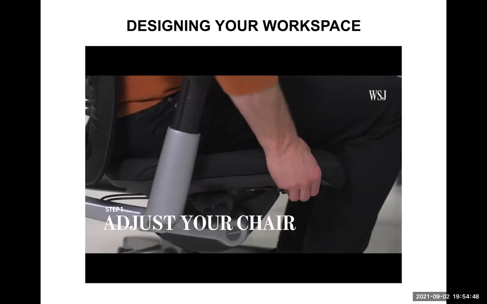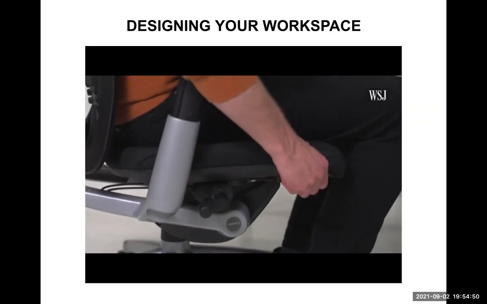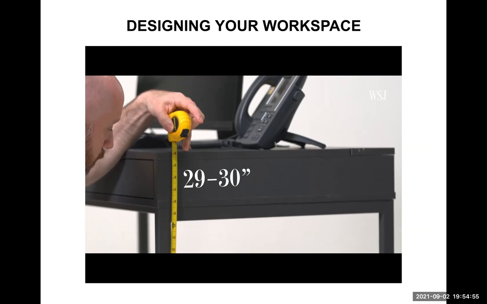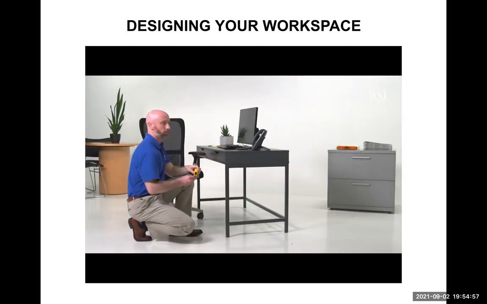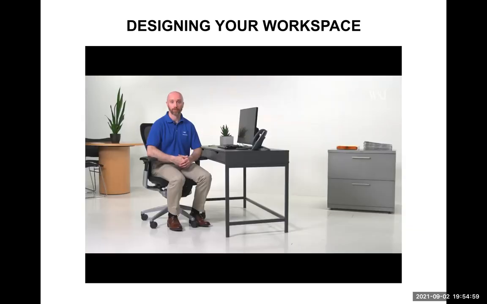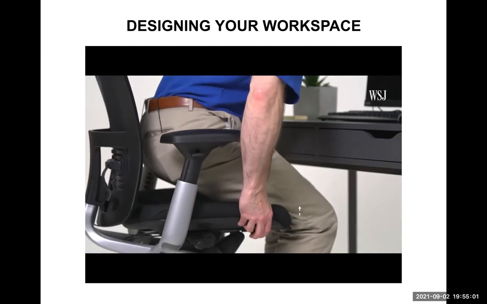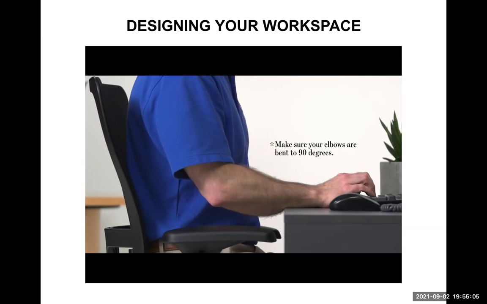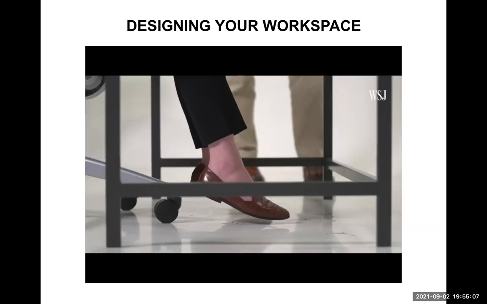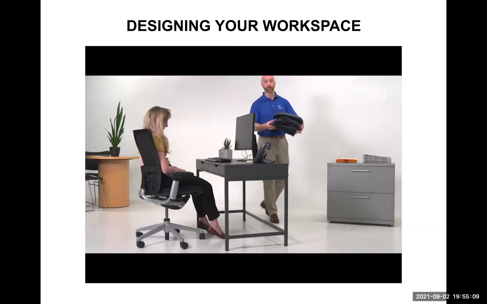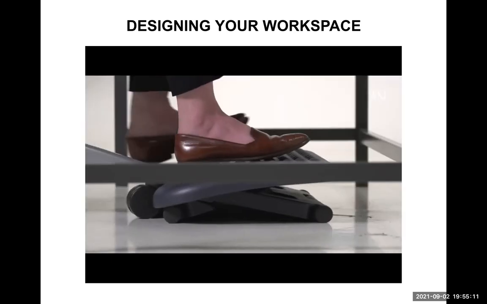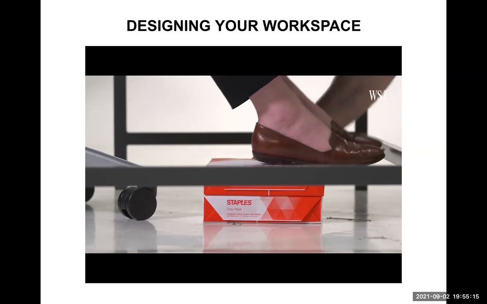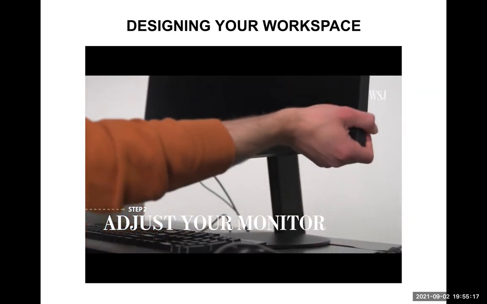Step 1, adjust your chair. The average desk height is 29 to 30 inches tall. For some, this could be too tall or too short. That's where your chair comes in. The first thing you want to do is adjust the height. When you do, make sure your elbows are bent to 90 degrees. So if a person's feet are not touching the floor, this could become an issue. So we're going to give her a footstool. If you don't have access to a footrest, we recommend using a ream of paper. Step 2 is adjust your monitor.